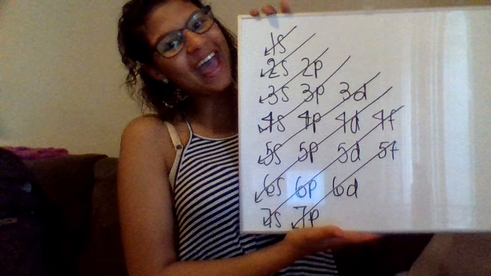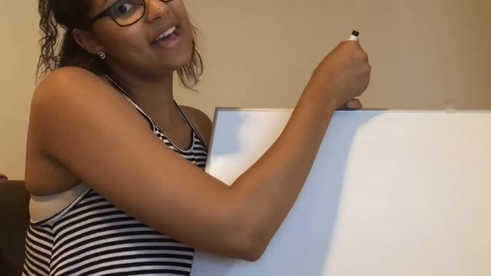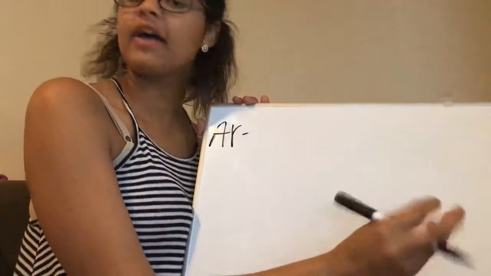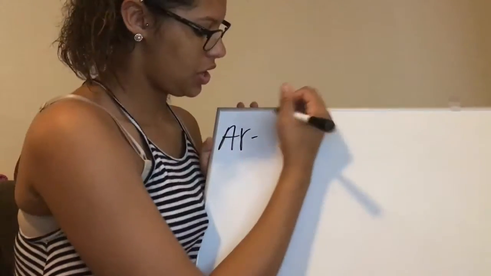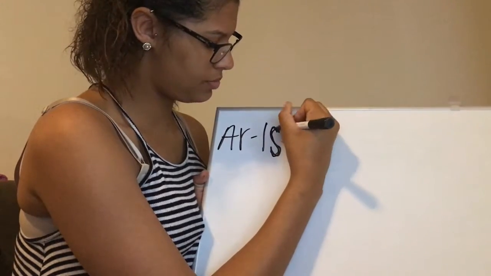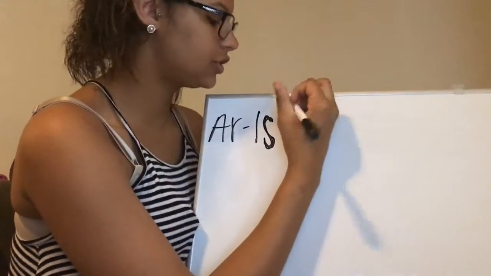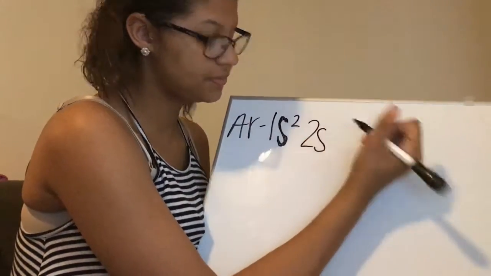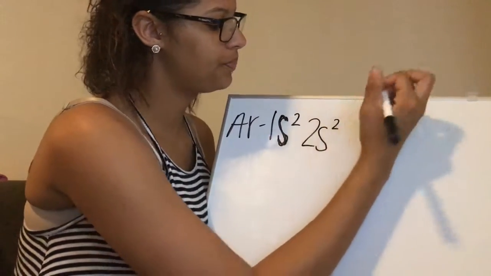This is electron configuration, and as you can see, as you go down, the element gets bigger, the size changes, the shape changes, the energy level changes. Now, we're going to start with argon. If you look back at your table, we start with the 1s. Every orbital has 2 electrons. Now, keep going. 2s, s has 2.